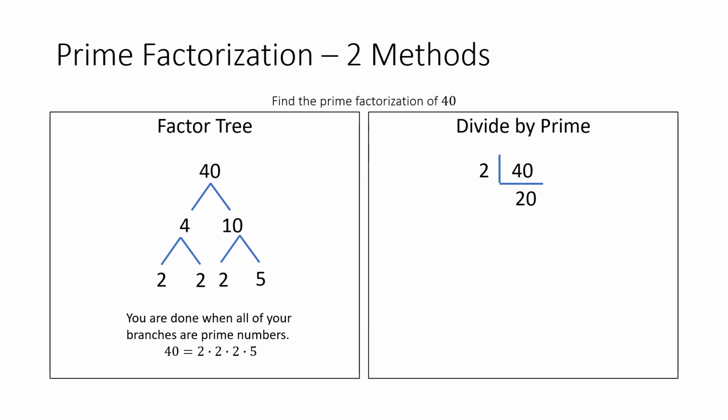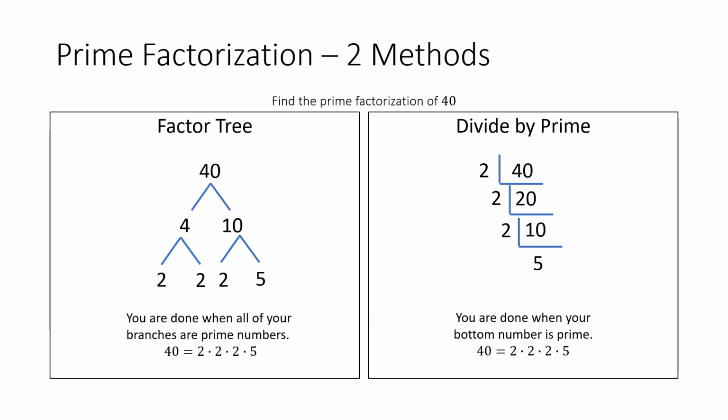40 divided by 2 is 20. And we're going to divide by 2 again. And we get 10. And we're going to divide by 2 again. And we get 5. When you do divide by prime, when your bottom number is prime, you're done. So here we are. Same prime factorization. 2 times 2 times 2 times 5.